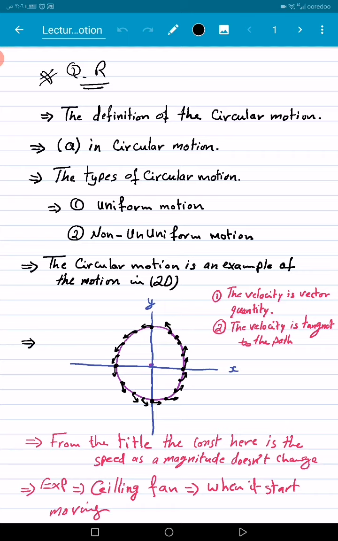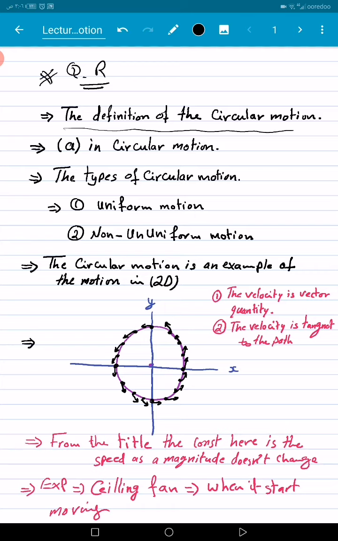What is the definition of the circular motion? What it means? The circular motion means when the movement or the motion takes a path as a circle, so that is a circular motion. That is the definition of the circular motion.